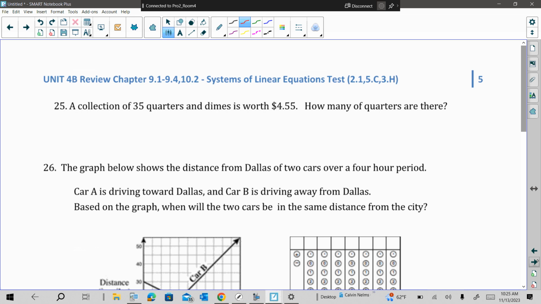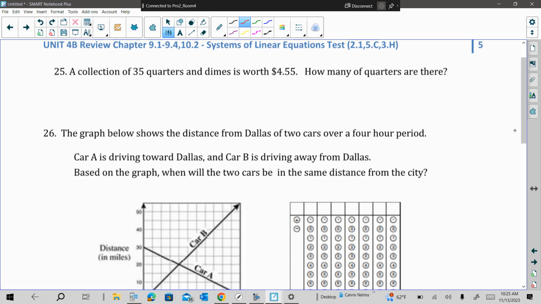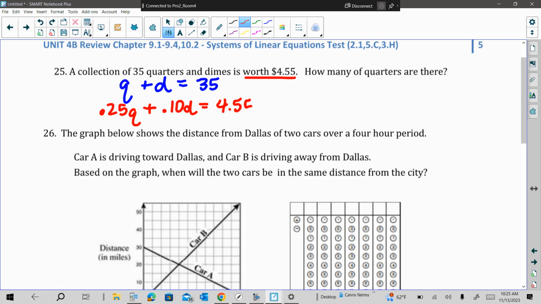All right, and then the last page, some more word problems, and then some graphs given. So on 25 here, since they're talking about a collection of 35 quarters and dimes, that means Q for quarters plus D for dimes is a total of 35. If it's worth $4.55, quarters are worth 25 cents. So that's 0.25Q plus 10 cents for dimes, 0.10D equals $4.55.